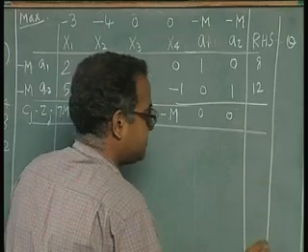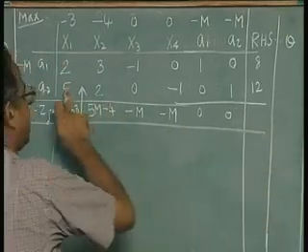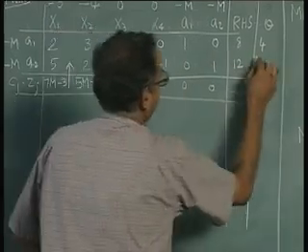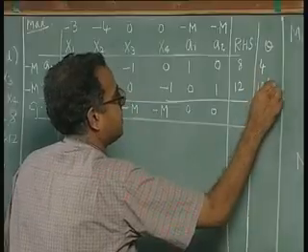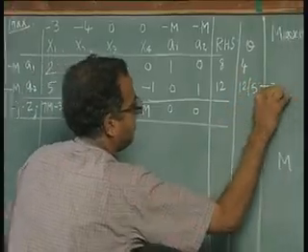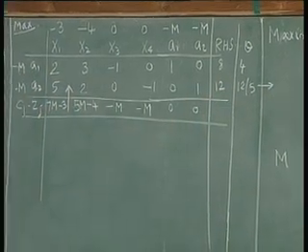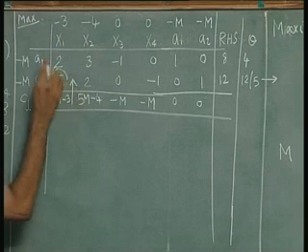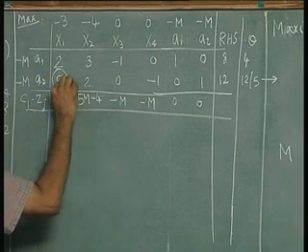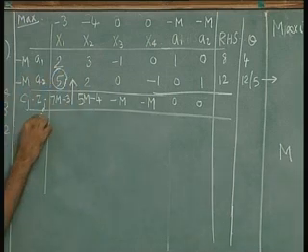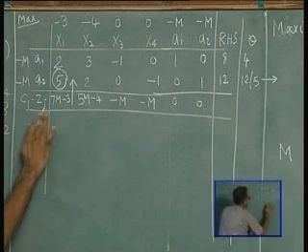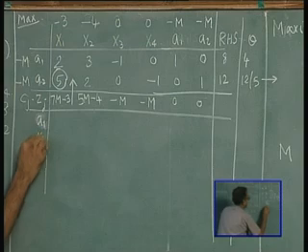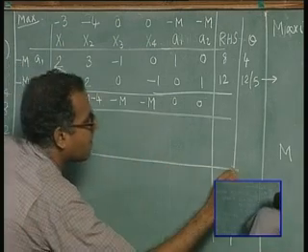Now to find out the leaving variable, we compute theta. So this is the entering column, so 8 divided by 2 is 4, 12 divided by 5 is 12 by 5. The minimum value is 12 by 5. So variable a2 leaves the basis, variable x1 enters, and this is the pivot element. So we now have the next iteration with a1 and x1 coming here.